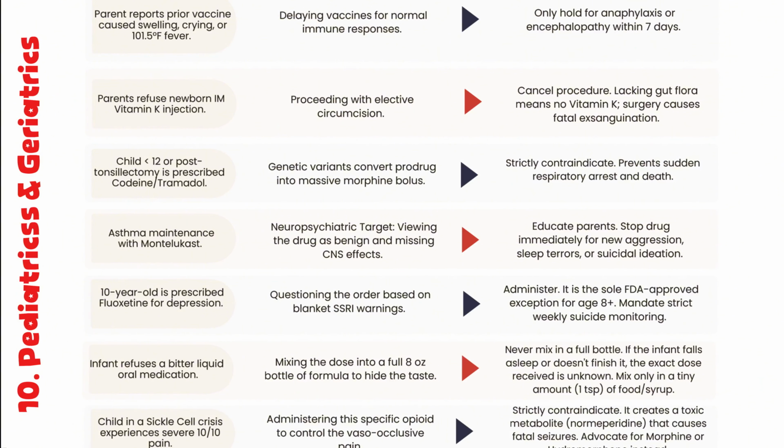And a child in a sickle cell vaso-occlusive crisis should never receive meperidine for pain. It builds up a toxic metabolite, normeperidine, that causes seizures. Morphine or hydromorphone are the safe alternatives.